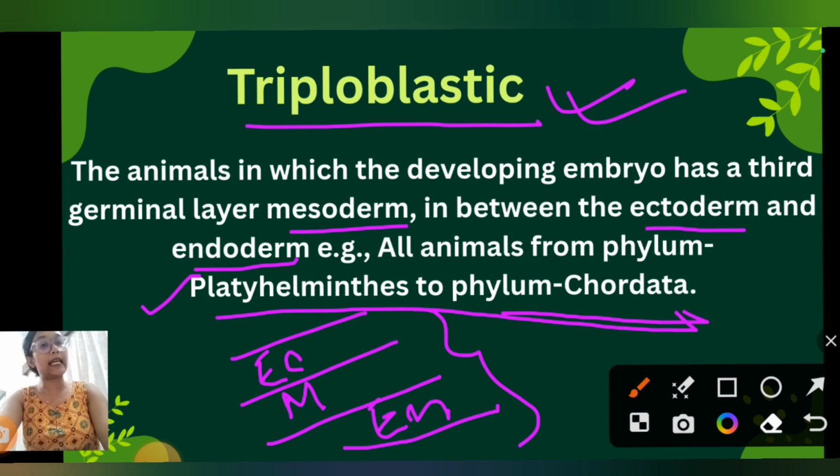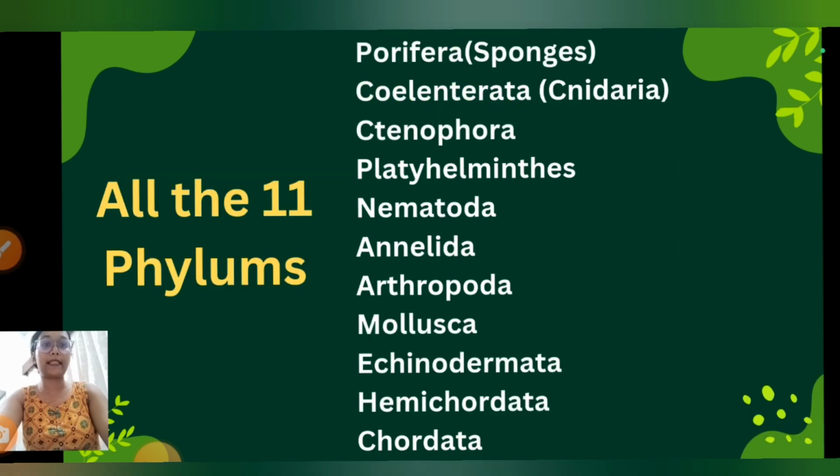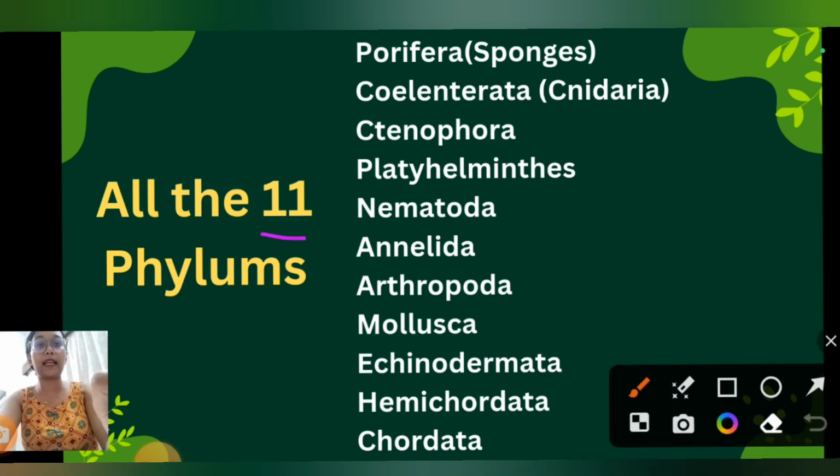You won't see any germ layer in the case of Porifera. It starts with Coelenterata. In Coelenterata and Ctenophora you get the diploblastic layers, and the rest of them have the triploblastic layers. Just remember ectoderm, endoderm and mesoderm, the 3 germ layers. So moving on to the next slide, again I am bringing the 11 phyla.